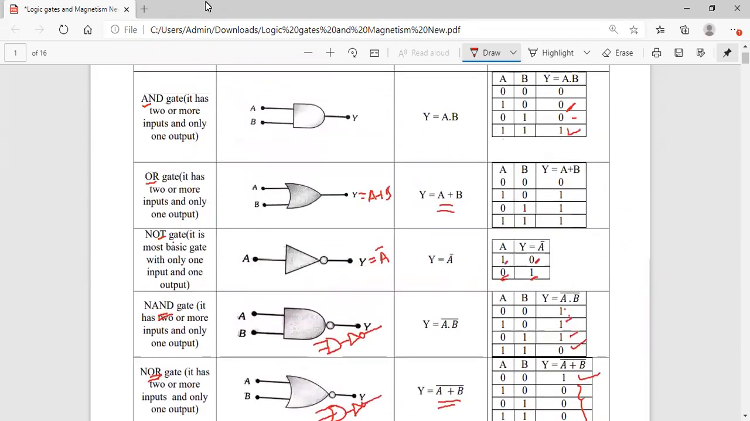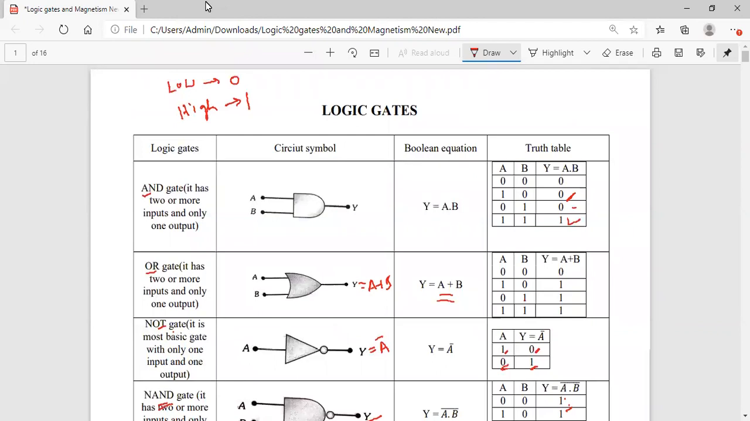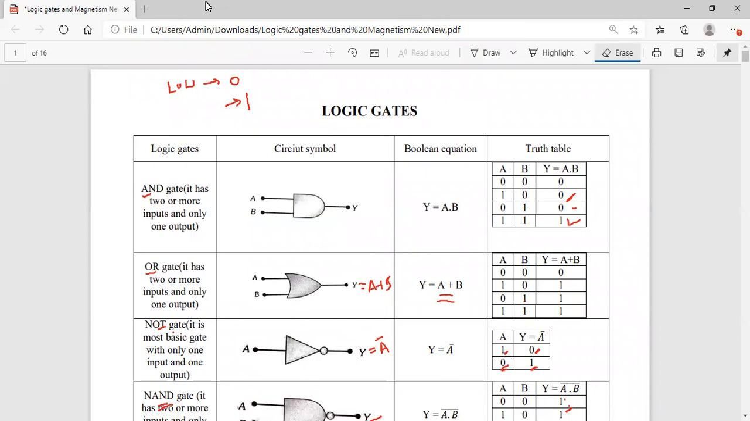Next, laws of Boolean equations. If we come to the laws of Boolean equations.